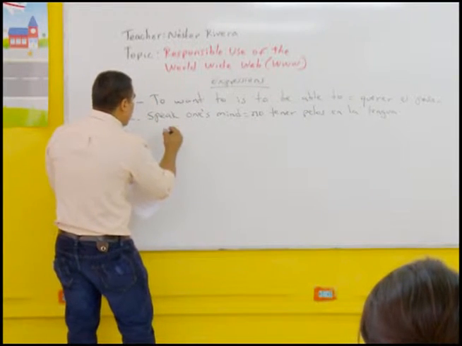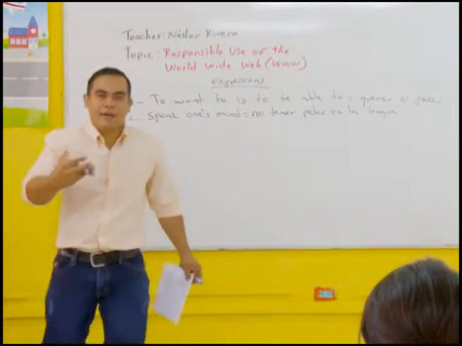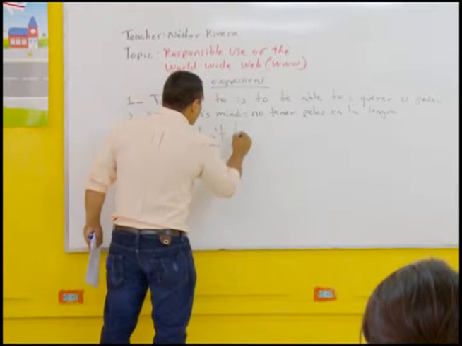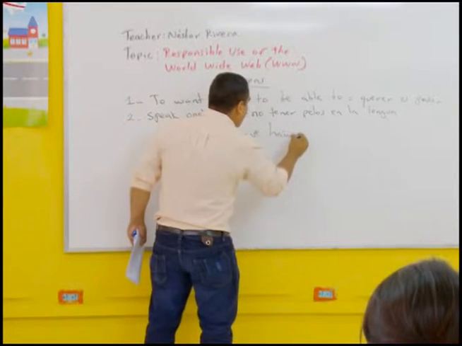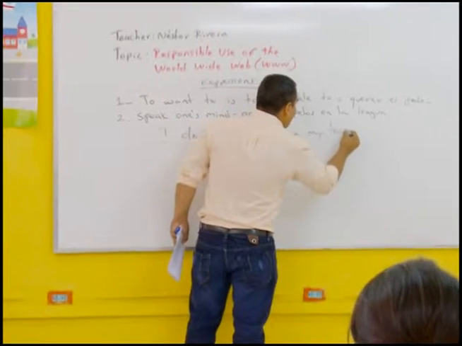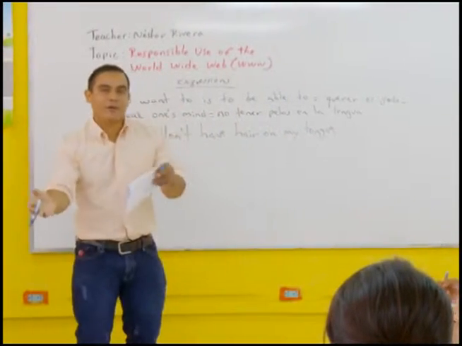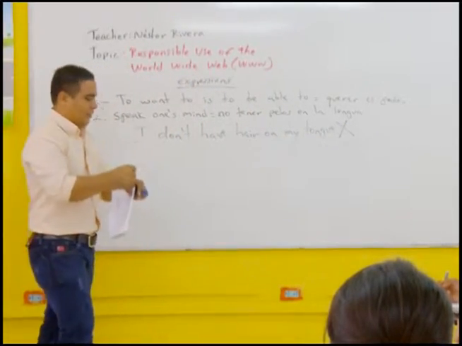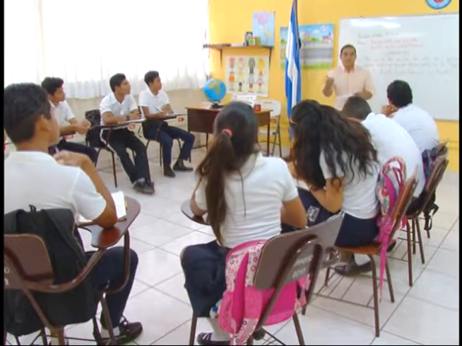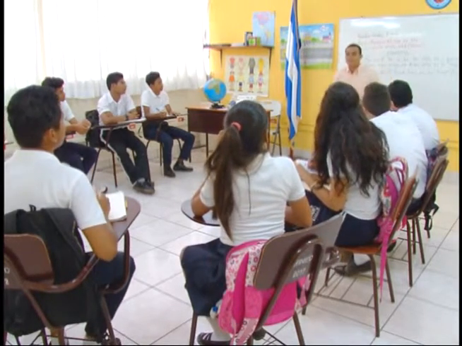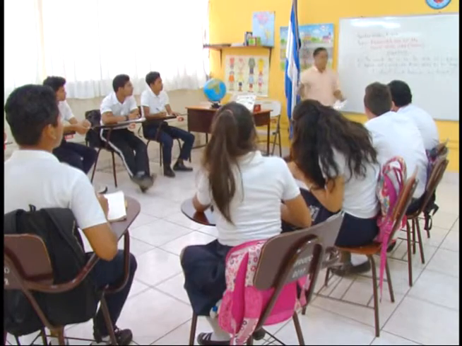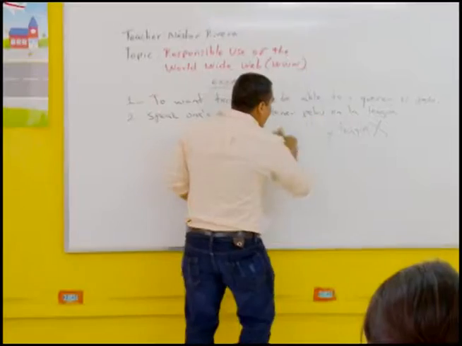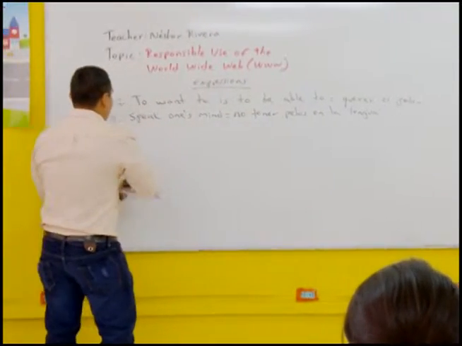Speak one's mind. For example, yo no tengo pelos en la lengua. If you say, I don't have hair on my tongue, esta es una traducción muy literal de español a inglés y está mala. No existe. Una persona extranjera no les va a entender qué están diciendo. Ya existe la expresión adecuada en inglés que sería speak one's mind. Como digo, no tengo pelos en la lengua. Voy a usar esta frase.